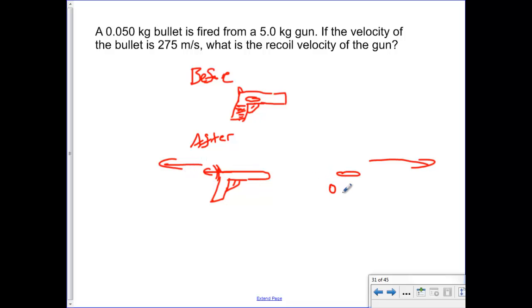Let me throw some numbers in here. The bullet is going to be 0.050 kilograms, whereas the gun is 5.0 kilograms. And the bullet is going 275 meters per second. I'm going to do the same thing I did last time. I need to make sure I dictate which way is positive and negative. So I think it makes a lot of sense to make this way be positive and that way be negative, just to keep track of things.